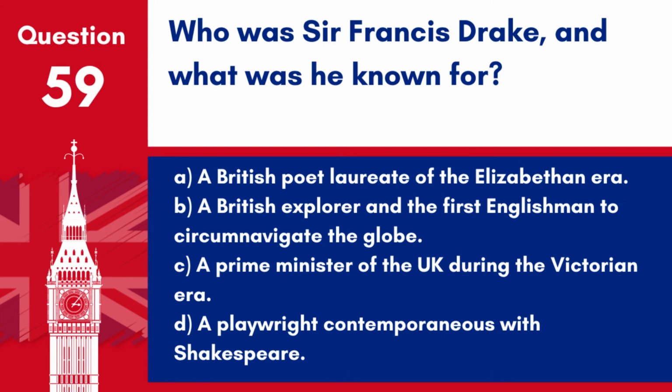Question 59. Who was Sir Francis Drake, and what was he known for? A. A British poet laureate of the Elizabethan era. B. A British explorer and the first Englishman to circumnavigate the globe. C. A Prime Minister of the UK during the Victorian era. D. A playwright contemporaneous with Shakespeare.